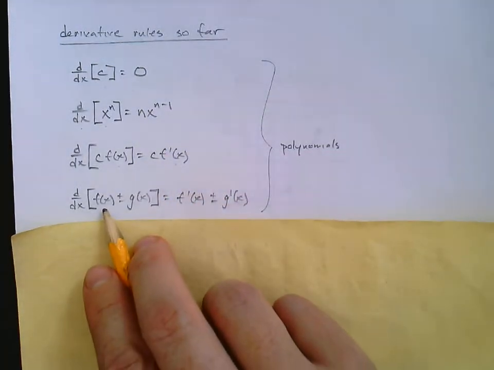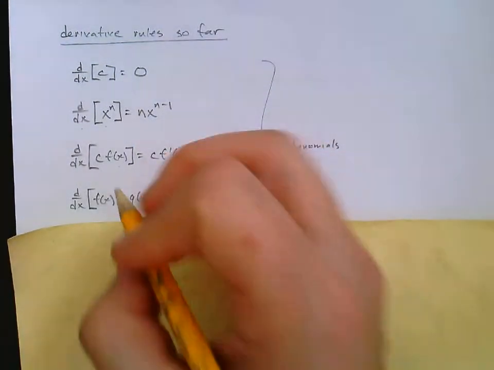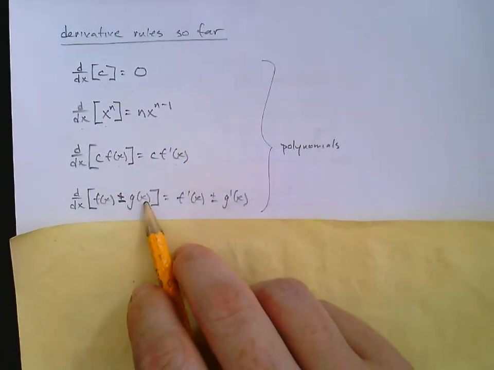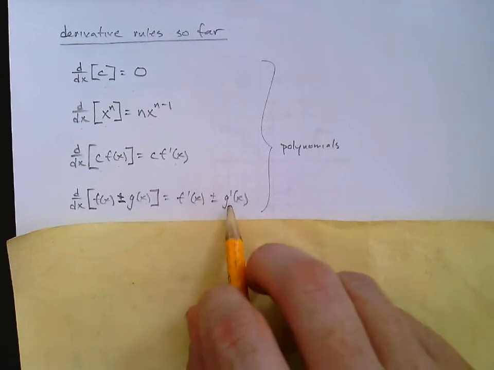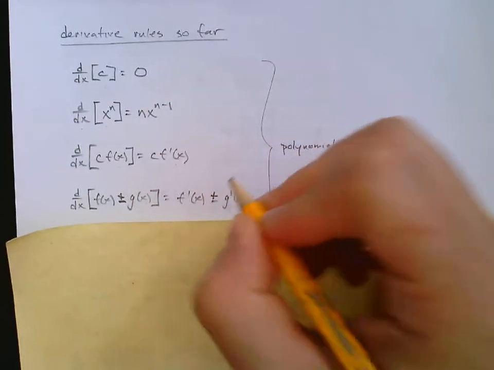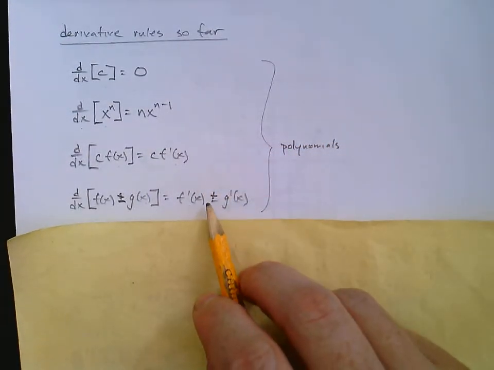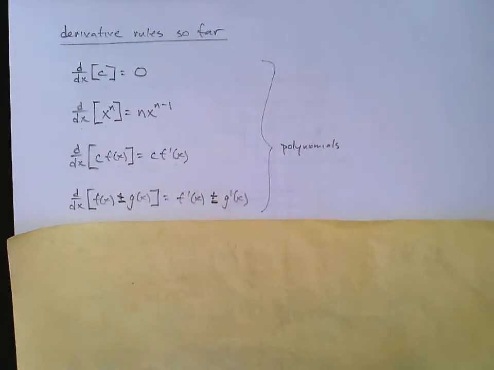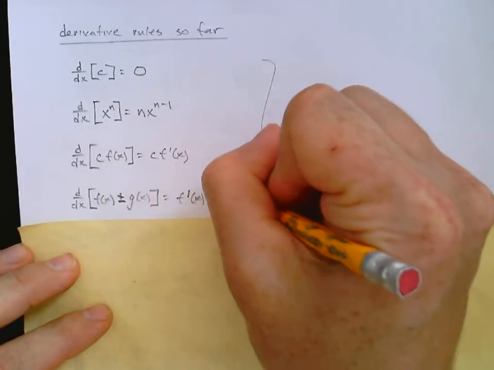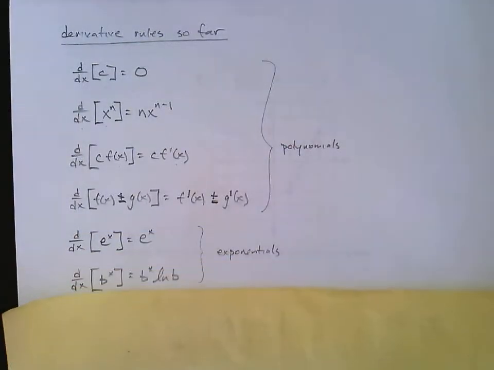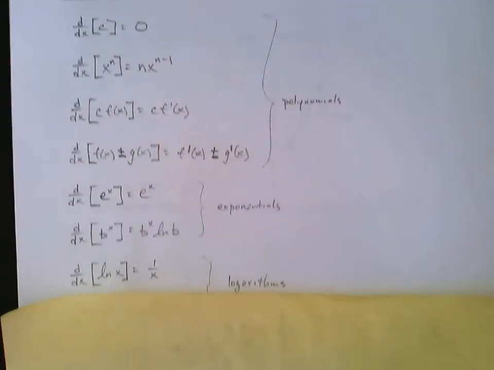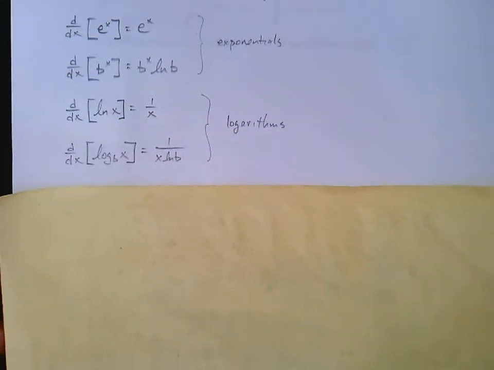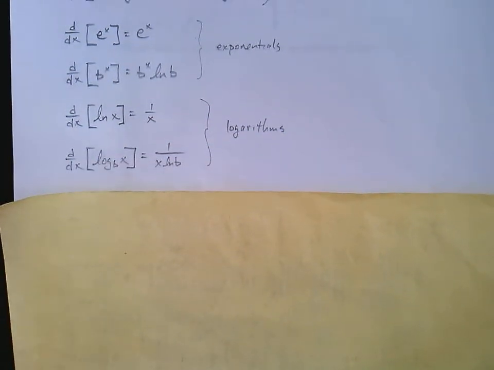Then we have the rule whenever you are adding or subtracting two functions. So if you're looking at f of x plus or minus g of x, then you take the derivative of each one on its own, f prime of x either plus or minus g prime of x. Okay, so we're pretty familiar with those at this point. More recently, we learned the derivatives for exponentials and logs. And this is where our list is at right now.